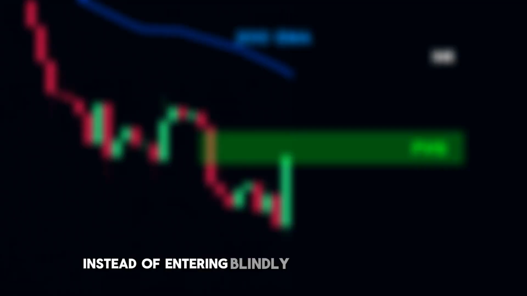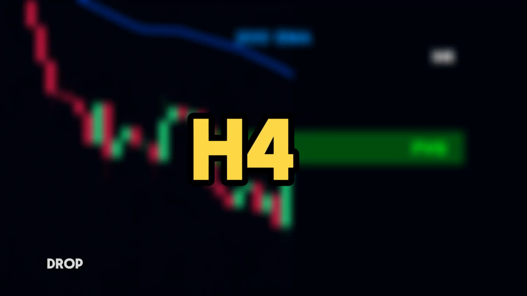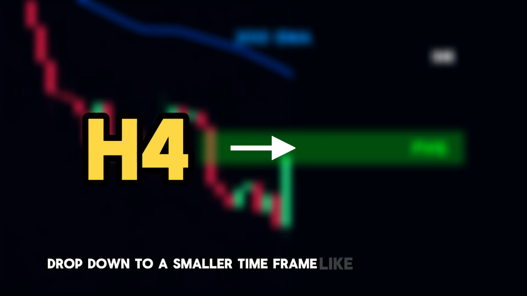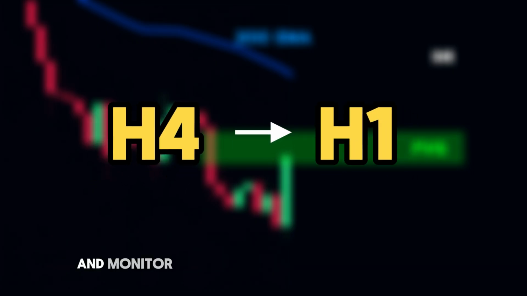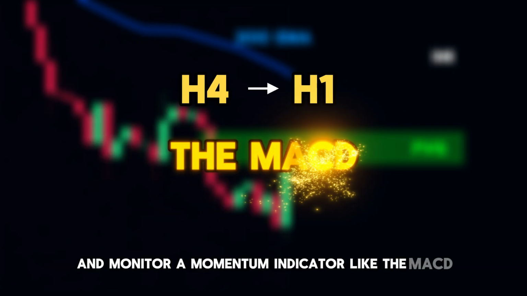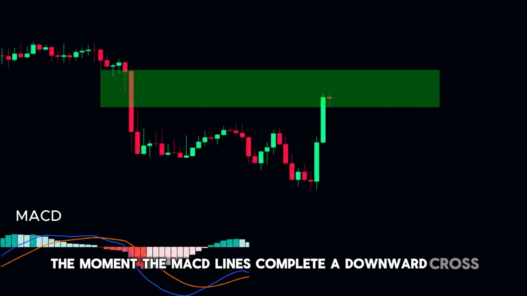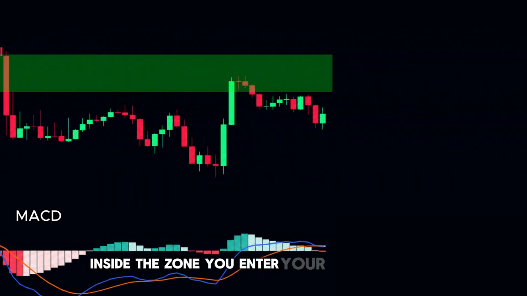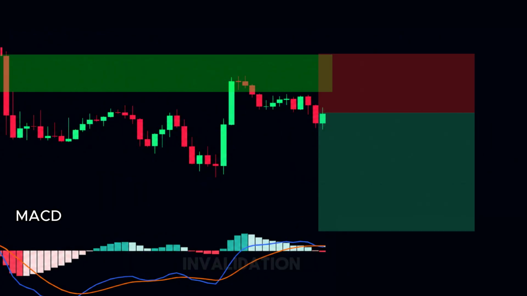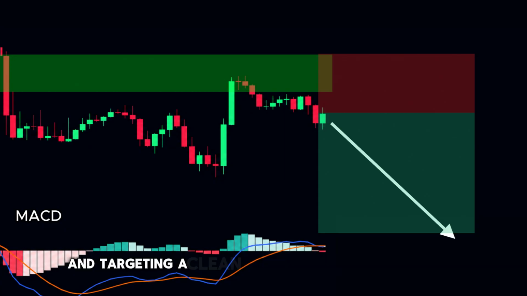Instead of entering blindly on the 4-hour chart, drop down to a smaller time frame, like the 1-hour chart, and monitor a momentum indicator like the MACD. The moment the MACD lines complete a downward cross inside the zone, you enter your short position, placing your stop loss above the 4-hour gap's invalidation point and targeting a clean 2-to-1 reward to risk payout as the higher time frame trend resumes.